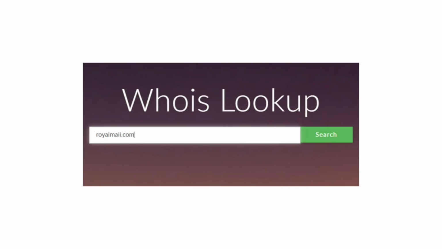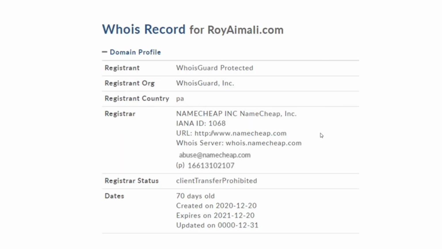And when you're there, type into the little search box the name of the website. So you don't need to put in all that code and everything, and just type in royalmail.com. That's all you need to put in and hit the search button. And when you've done that, it will come up with something like this.